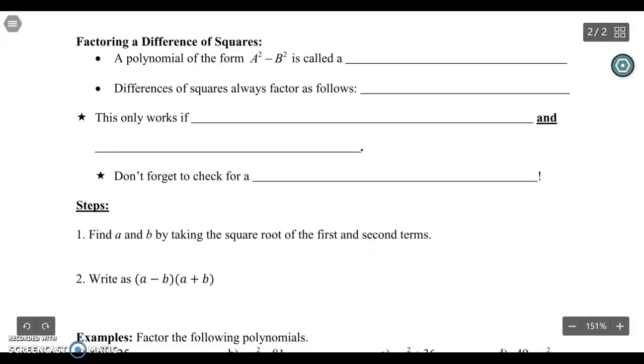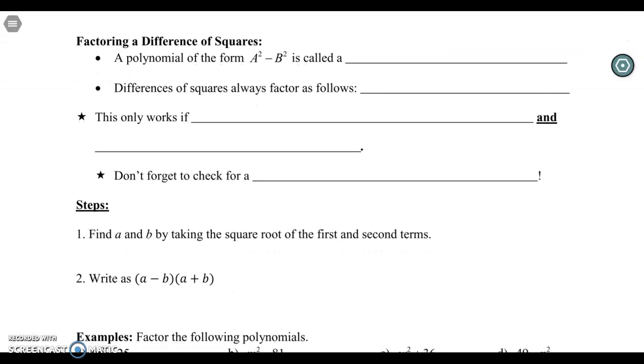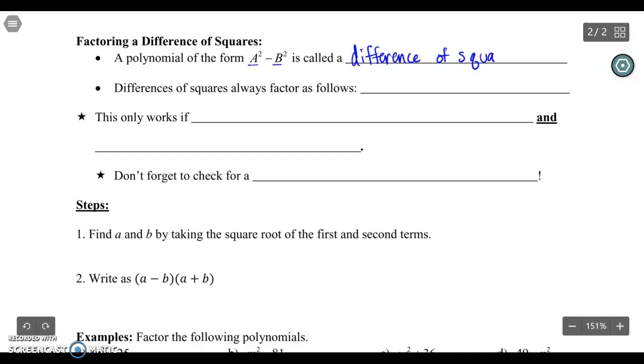Let's jump to one other shortcut. Factoring differences of squares. This might be the easiest kind of factoring as long as you can identify it, okay? So first of all, let's talk about this difference of squares thing. A polynomial of the form a squared minus b squared is called a difference of squares. Remember that difference in math means subtract, and squares are like numbers that you square.